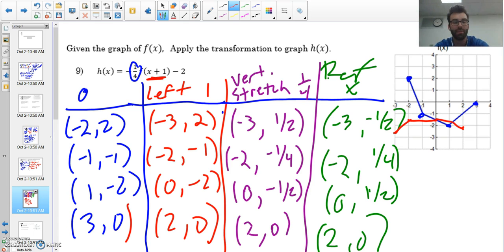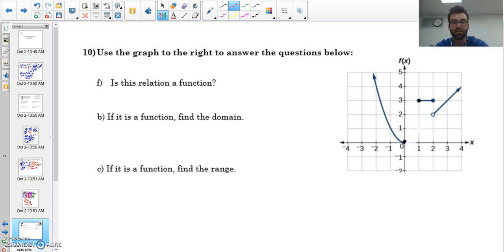Okay. Number 10 is next. We're going to do number 10. Is this relation a function? So the question we have to ask ourselves: does this pass the vertical line test? It sure does. Remember, this is a close to open, so that passes the vertical line test. So this is a yes.